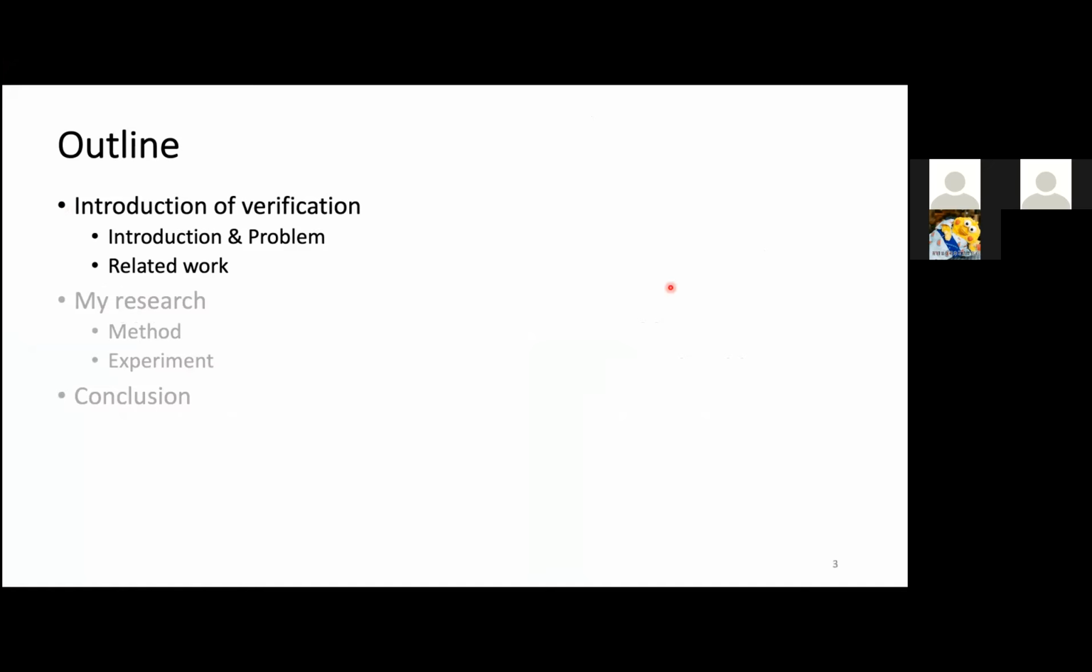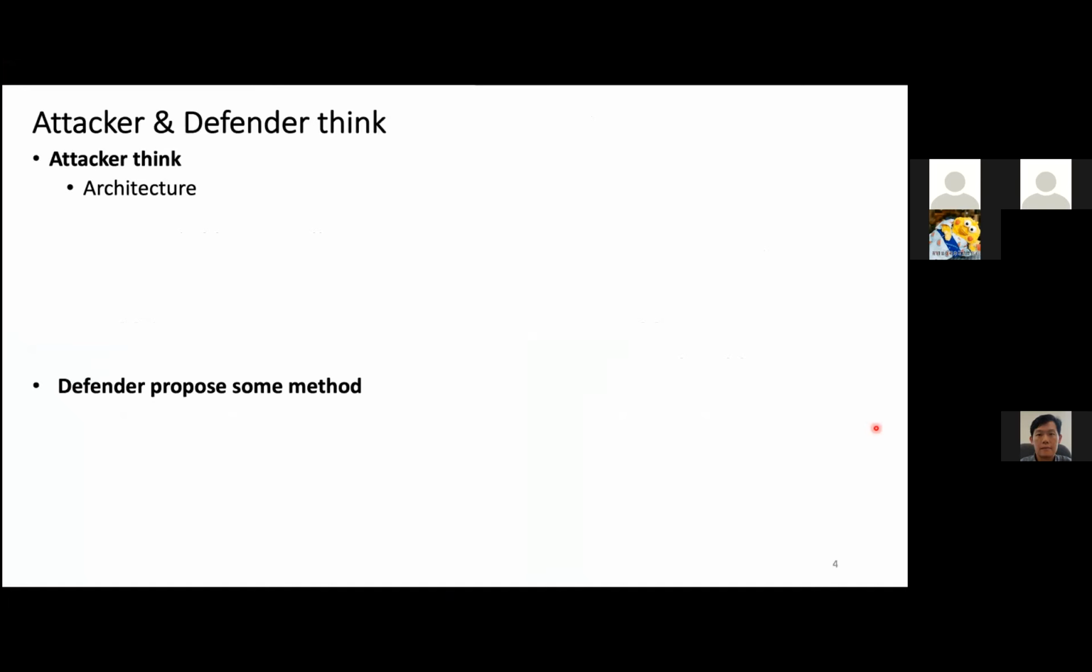Okay, let's move on to the first part. Can everyone see my screen? I move to the next page. Yes. So here I want to ask a question, that is, what is verification? And this topic is highly related to the adversarial attack. I think everyone is familiar with the adversarial attack. So here I just use one page to quickly summarize what the adversarial attack is from the attack view and the defense view.